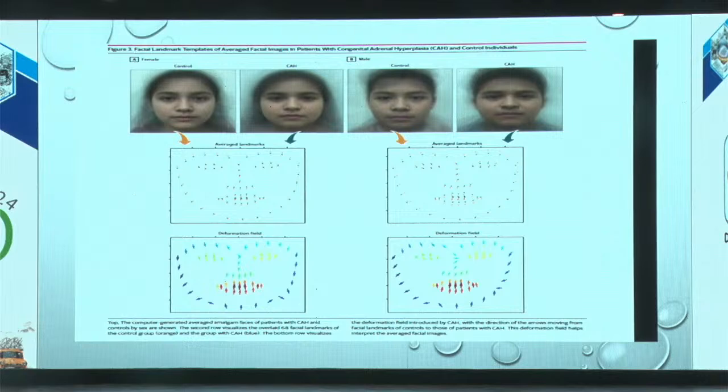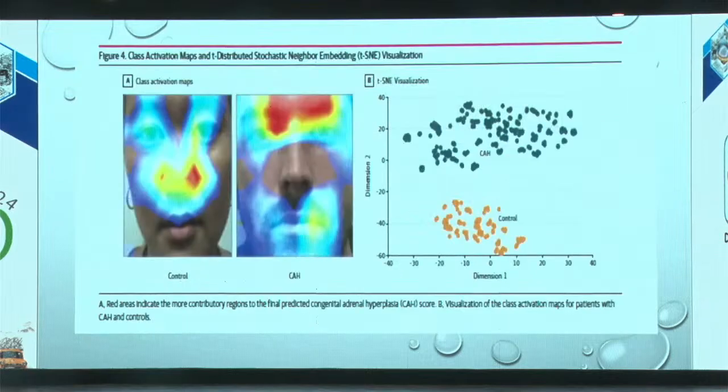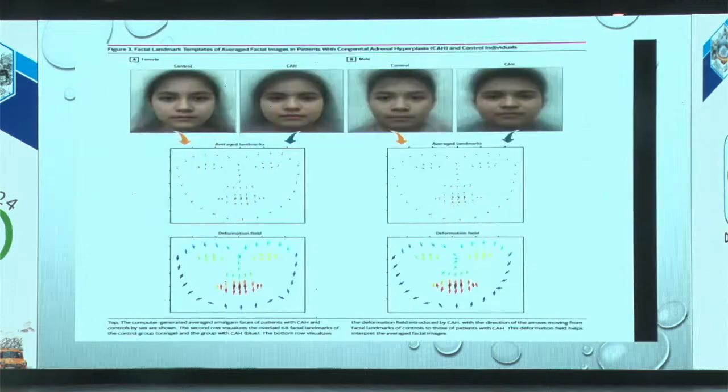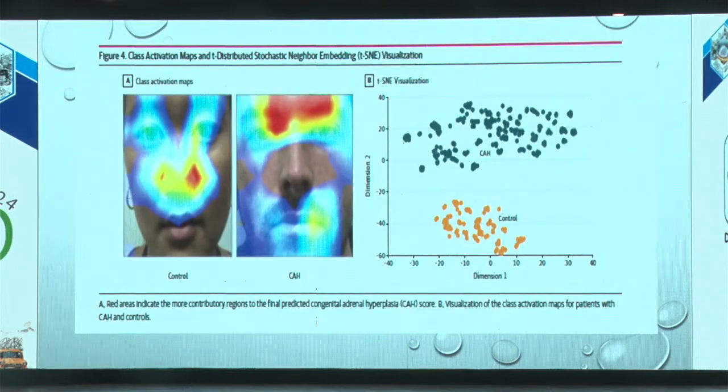This was what they actually found out with artificial intelligence. And when they did the mapping, the red areas were the areas which were more likely to give you a good output on AI facial mapping with regard to what was CH and what was not CH.